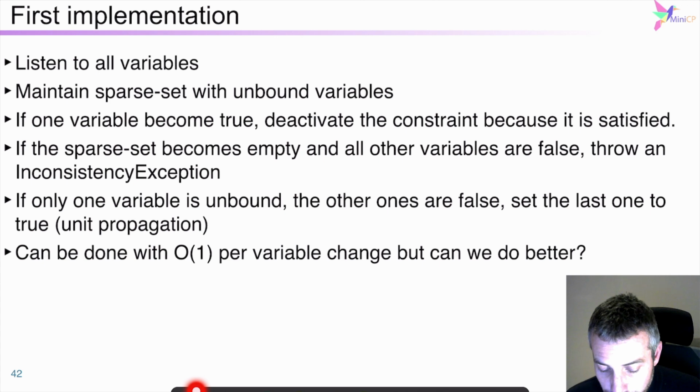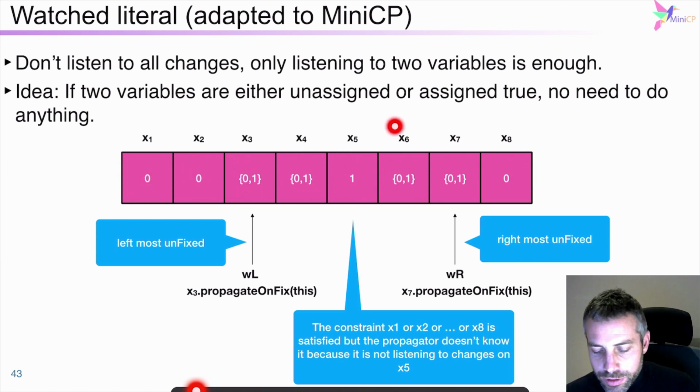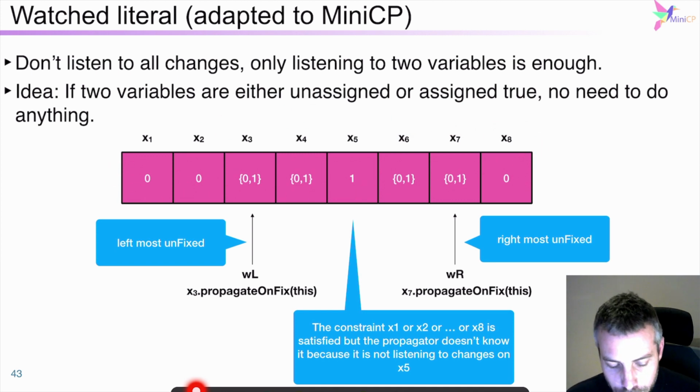But in practice, we can do even better than this. The technique is what we call the watch literal technique. The idea is that we will not listen to the changes of all the Boolean variables involved in the OR constraint. We will simply listen to two variables, which we will call the watch left and the watch right. And these are not fixed variables. We assume that all the ones on the left of WL are already decided to false, and all the ones to the right of WR are also set to false. But these two are not yet fixed, and so we are only interested in the changes of these two variables.